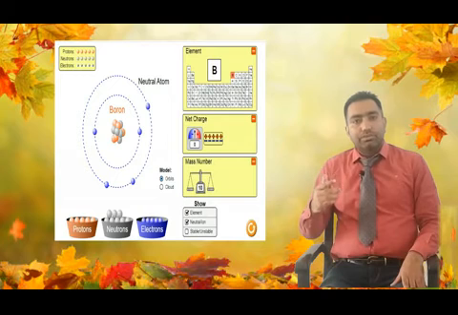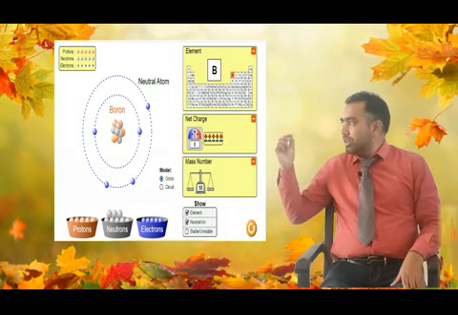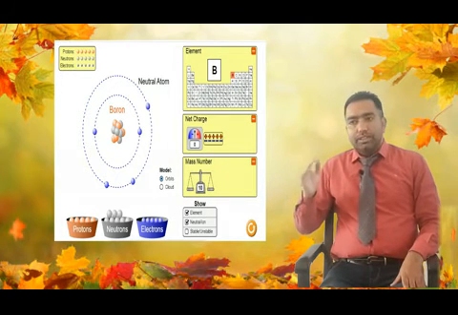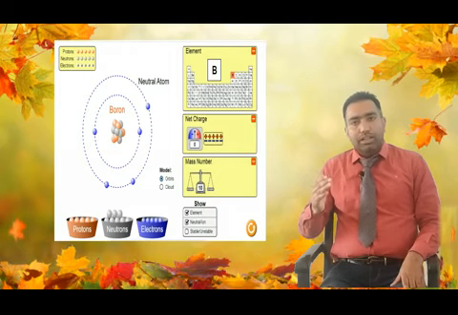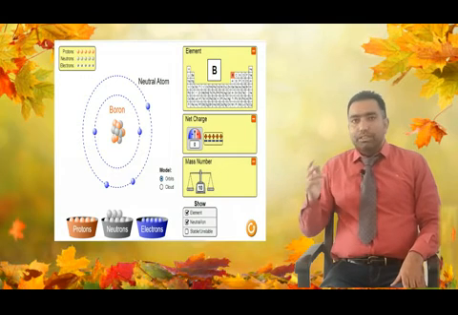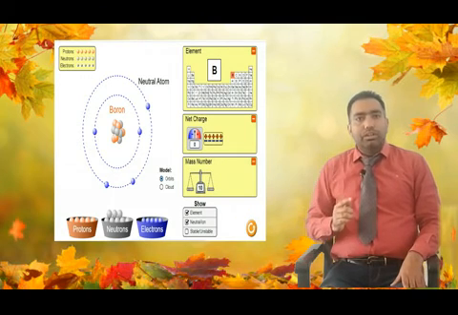Likewise we have also understood the concept of charge. There is a charge meter on the right side. If it is +1, it will show the plus charge. If it is minus, the meter will be on the negative side.